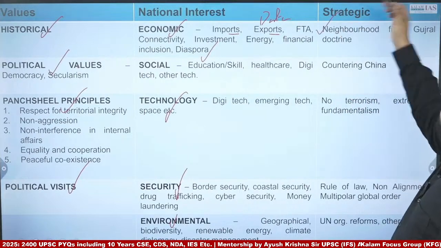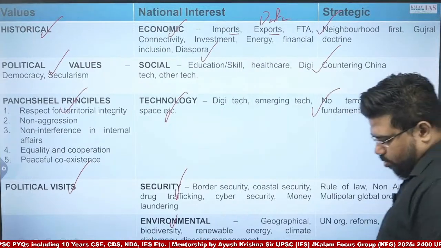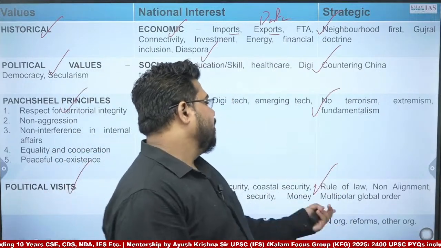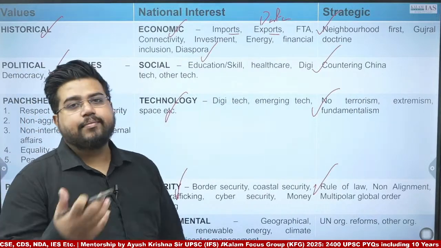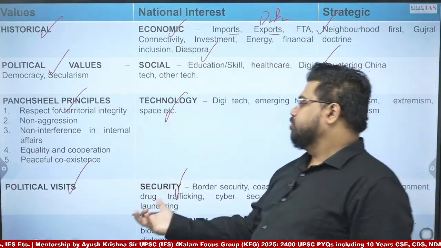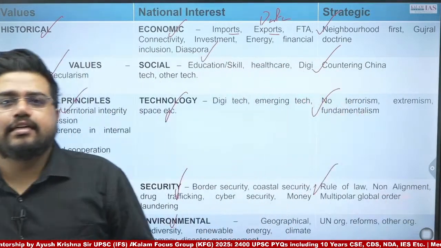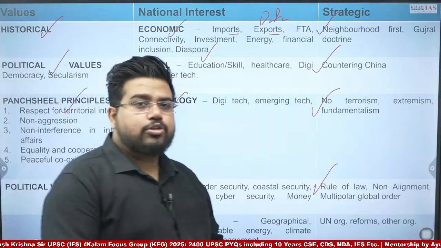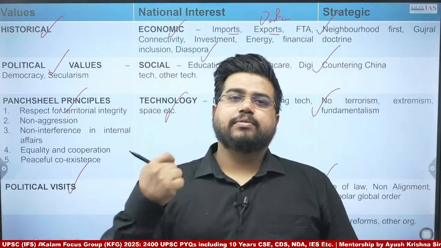In strategic interest: neighborhood first, Gujral Doctrine, countering China, zero tolerance policy towards terrorism, rule of law, non-alignment, multipolar global order, UN reforms, other organizations, regional organizations which are becoming more and more relevant in today's context. So these are different dimensions you can think of under each head. It is not that you should get points for all these different dimensions in an answer. You use whichever is most relevant. But if you have a structured thinking process, that makes generating points much easier.